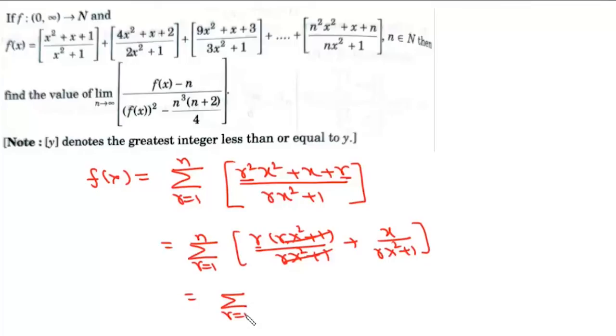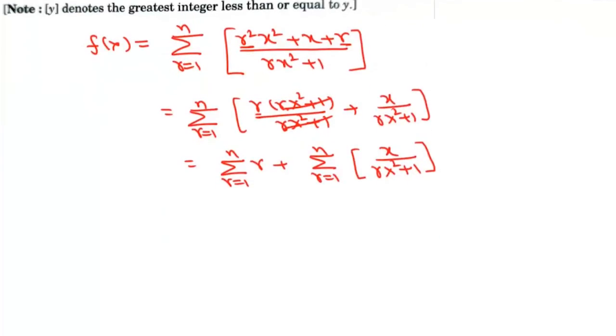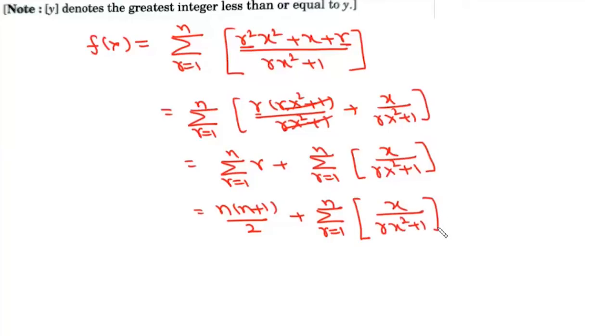as summation r varies from 1 to n of r, plus summation r varies from 1 to n of the greatest integer function of x upon r x square plus 1. Now summation r is n(n plus 1) by 2, and then we have to simplify this summation, r varies from 1 to n, greatest integer function of x upon r x square plus 1.